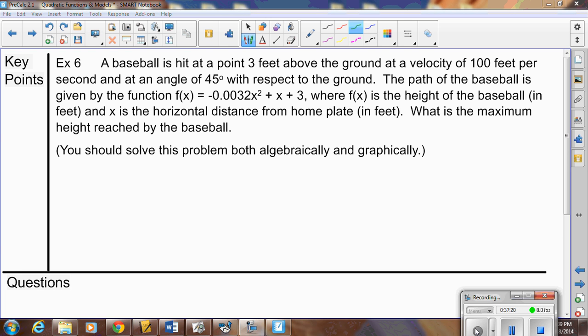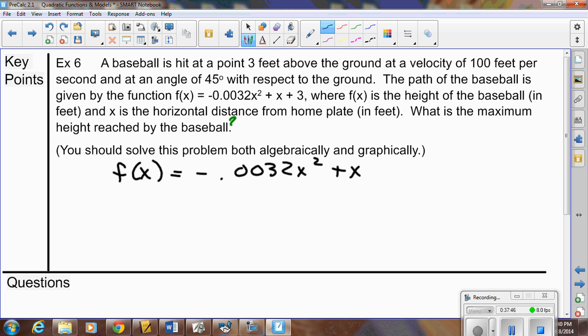But f of x is the height of the baseball above ground. X is the distance along the field horizontally from the home plate. What is the maximum height reached by the baseball? Well, here's the big thing worth noting. f of x is equal to negative 0.0032 x squared plus x plus 3. This is a quadratic. Quadratics reach their maximum at x equals negative b over 2a.